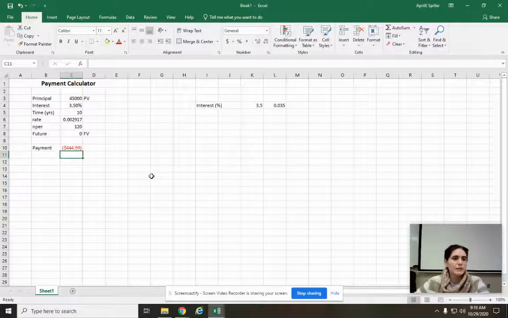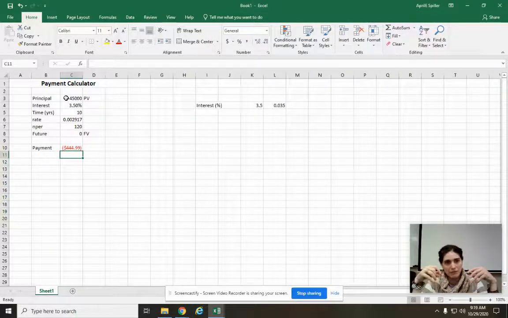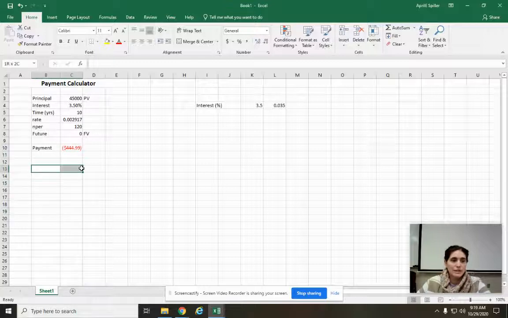When we hit enter, it tells us $444.99. But notice that it's red and in parentheses. This is Excel's way of saying this is a payment, this is negative. So in money terms, this money is going out. When we borrowed, the money came in, that's positive. When we're paying it, the money is going out. That's negative. So that's our payment calculator. Now we can do this the same way if we want to do an investment.